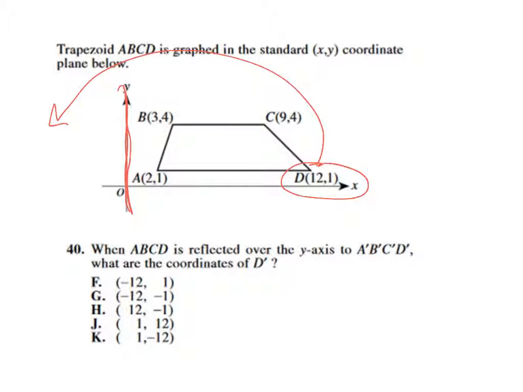The only coordinate that's going to change when I reflect this over the y-axis is my x coordinate. My x coordinate here is positive 12. If I reflect that over the y-axis, my new D, or D prime, is going to be negative 12, 1. And my answer would be F.